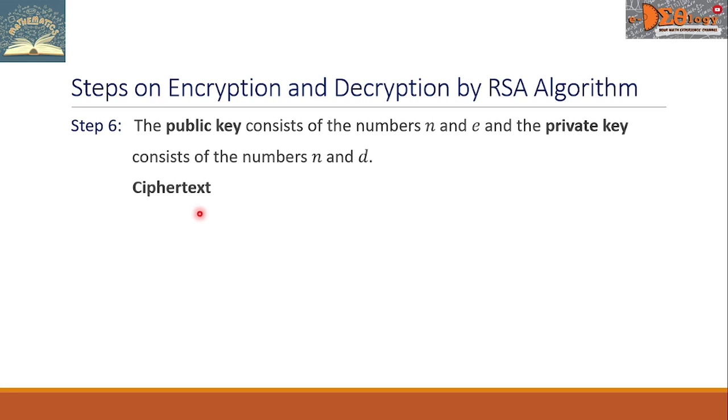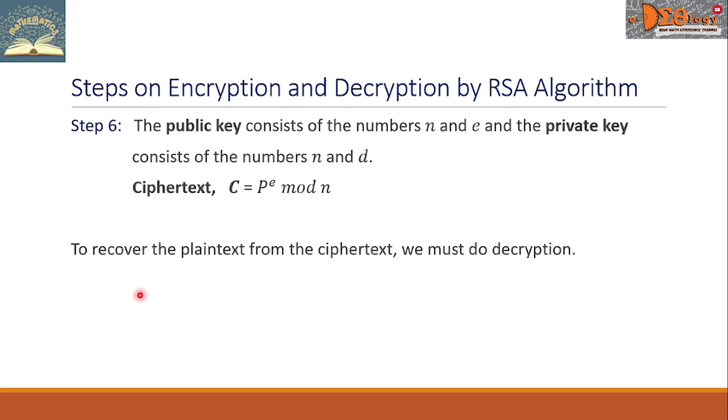The ciphertext formula is capital C equals capital P raised to e mod n. To recover the plain text from the ciphertext, we must do decryption. So the plain text formula will be capital P equals capital C raised to d mod n.